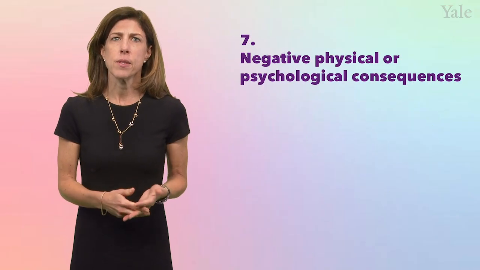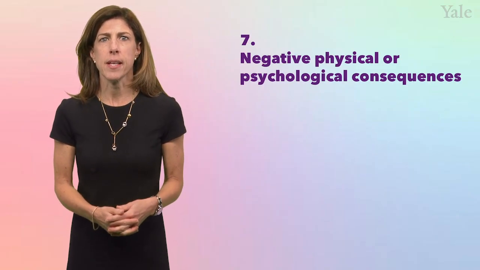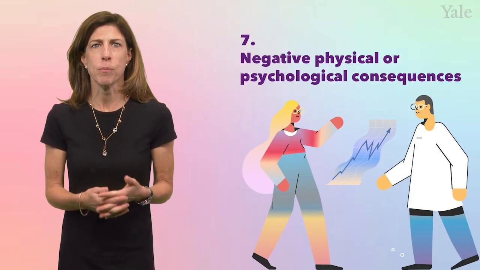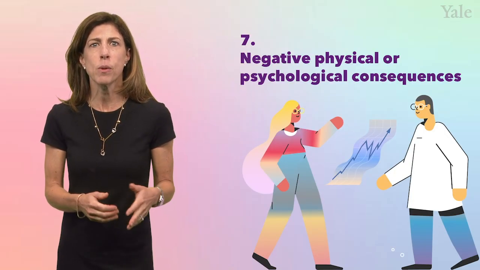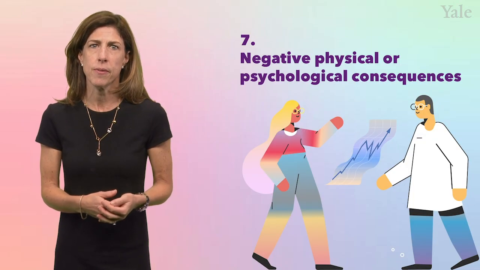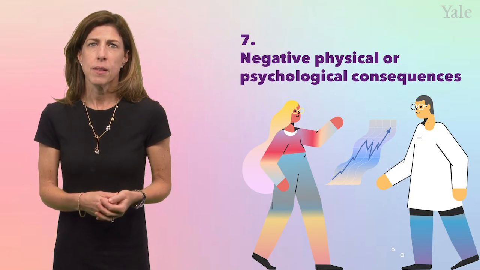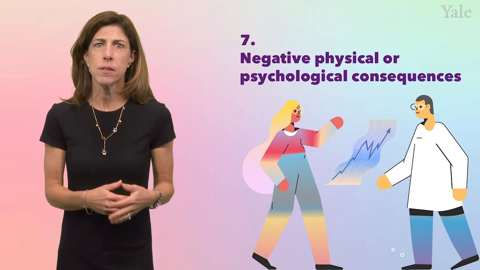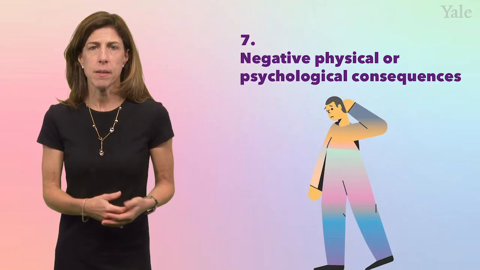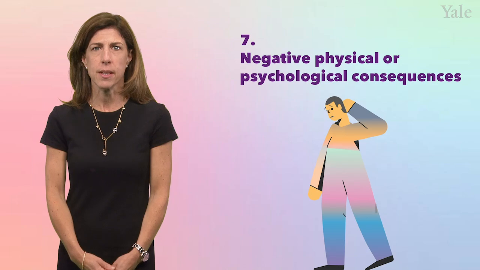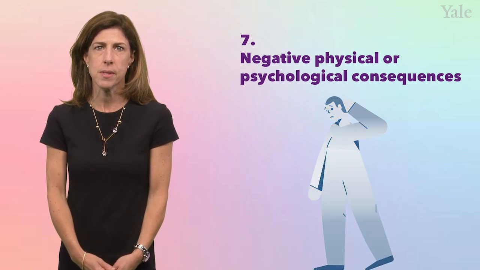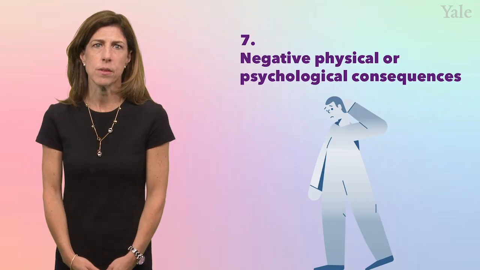Next is continued use despite negative physical or psychological consequences. An example would be a person who's in a primary care setting and has been told that their hypertension or diabetes could be better controlled if they were to stop drinking. The person appreciates this, but continues to use despite knowing it. Similarly, we might see a patient present with symptoms of depression, and they may be well aware that the substance use exacerbates the mood symptoms, however, they continue to use.